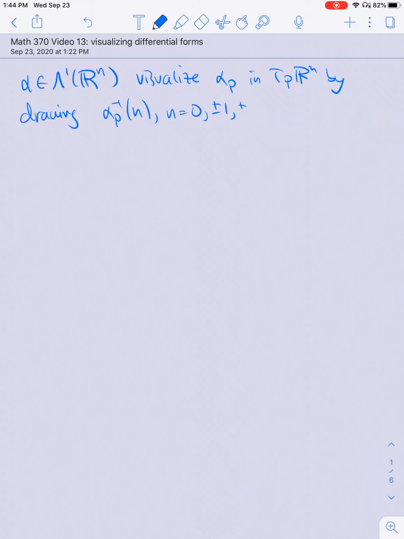So if I have a differential one form, let's say on R2, well, maybe I'll just talk about this in general. So n is either 2 or 3. Then I visualize alpha at a point p in T_p R^n by drawing alpha_p inverse of n, where n is any integer, so 0, plus or minus 1, plus or minus 2, etc.